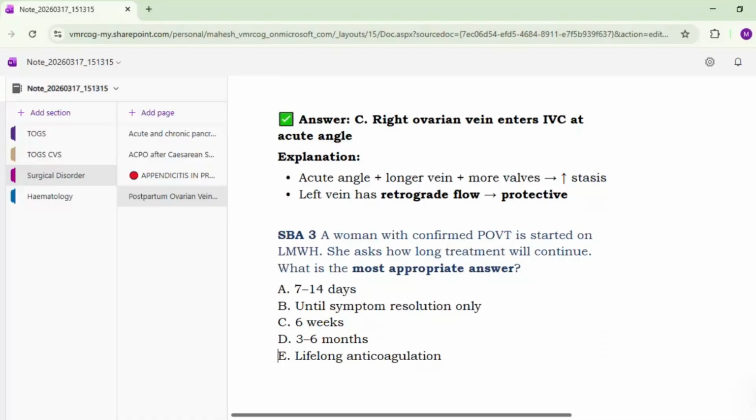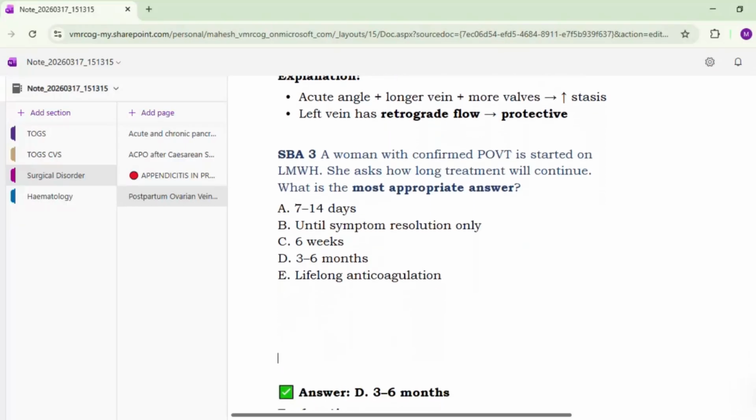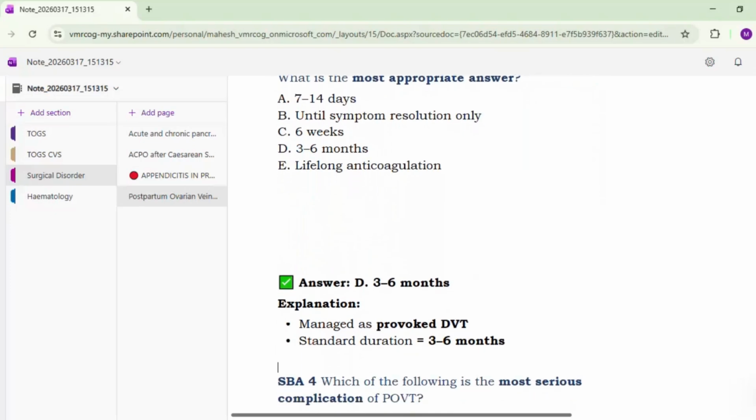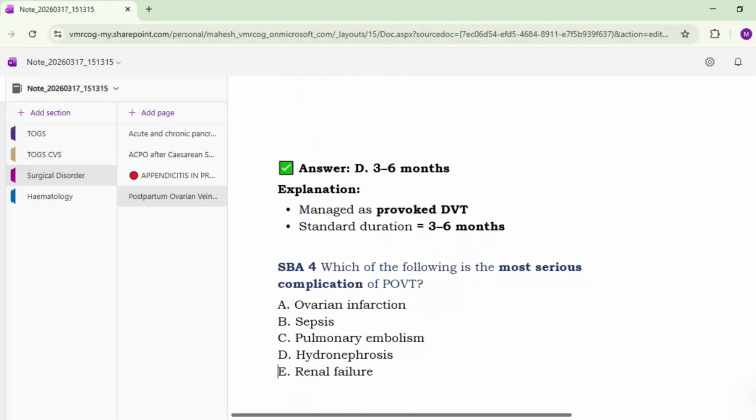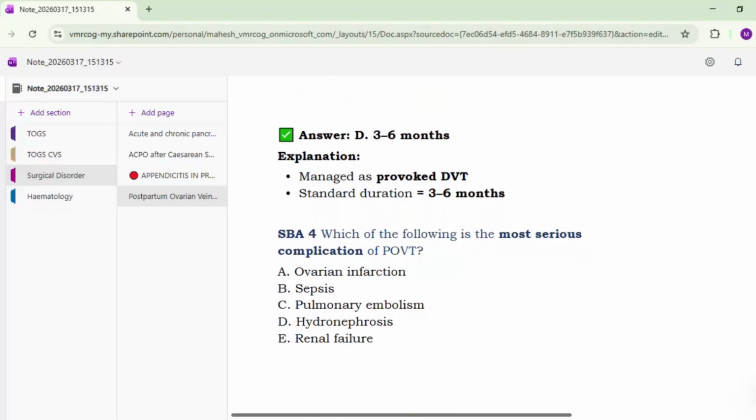Yes, sir. A woman with confirmed POVT is started on LMWH. She asked how long treatment will continue. What is the most appropriate answer? A. 7 to 14 days. B. Until symptom resolution only. C. 6 weeks. D. 3 to 6 months. E. Lifelong anticoagulation. It is D, 3 to 6 months. Yes, as per guidance, manage as provoked and standard duration is 3 to 6 months.